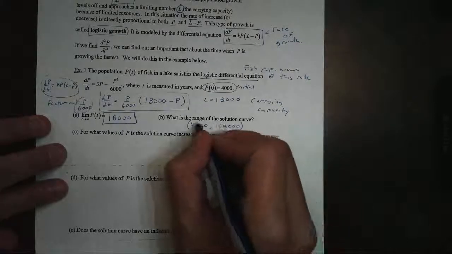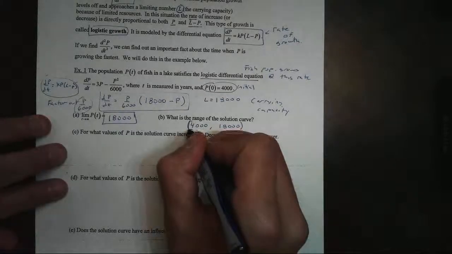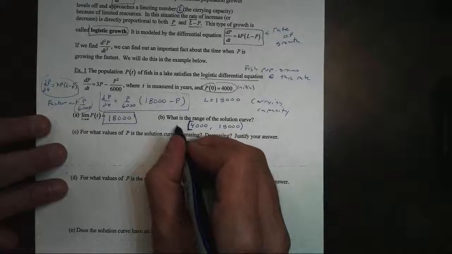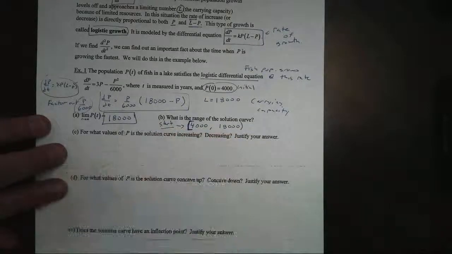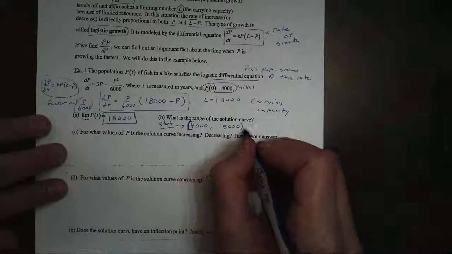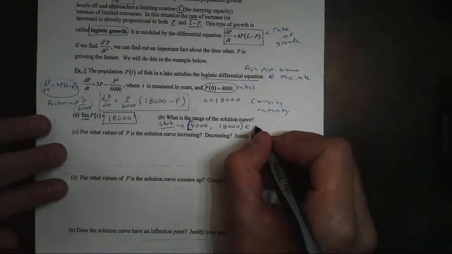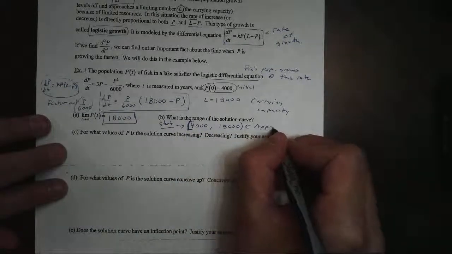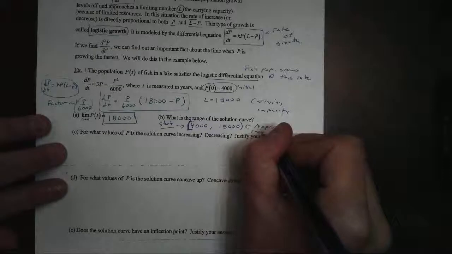Now notice the 4,000, I'm actually going to make that a hard bracket. That should be a hard bracket because this is where we start. We literally start with 4,000 fish. But why is this one soft? Well, because we can only approach it. The population of fish will never reach 18,000, but it will approach it. Remember, this is asymptotic.